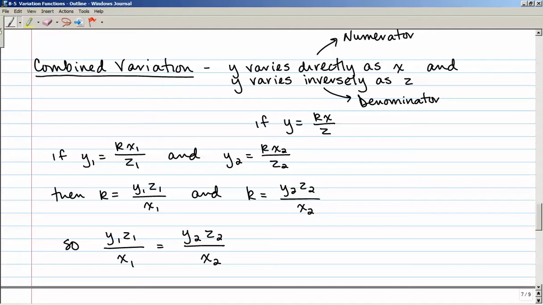So if we had two sets of values for x, y, and z, if y1 is equal to kx1 over z1, and y2 is equal to k times x2 over z2, then solving each of those equations for k by multiplying by z over x, k is equal to y1 z1 over x1, and k is equal to y2 z2 over x2. Substituting for k, y1 z1 over x1 equals y2 z2 over x2. Basically y times z over x.